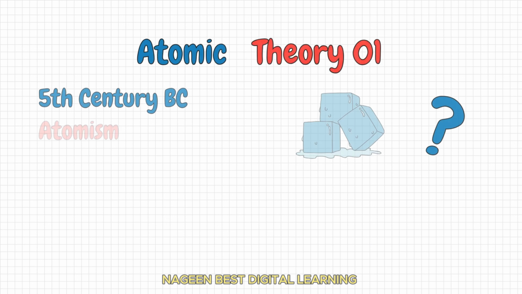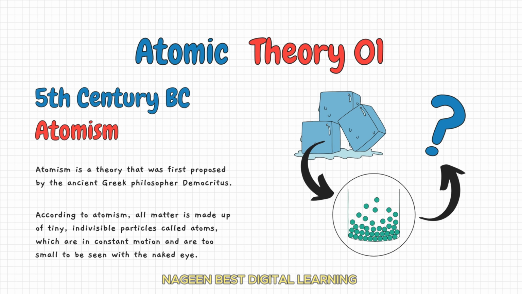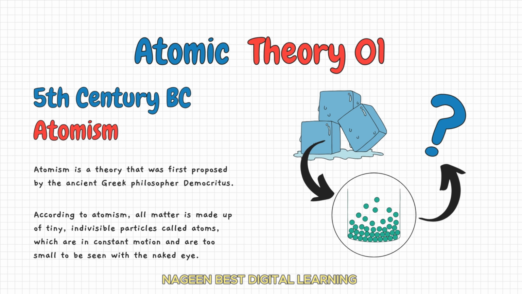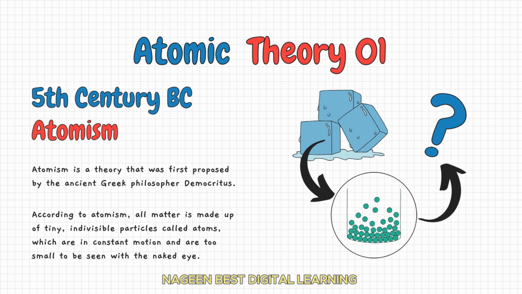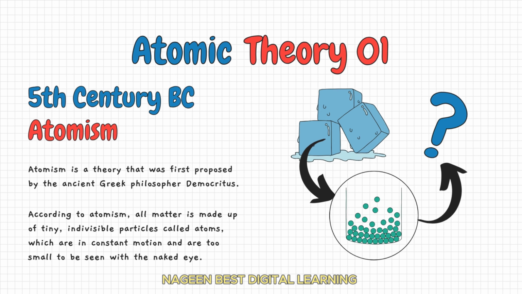Atomism is a theory that was first proposed by the ancient Greek philosopher Democritus. According to atomism, all matter is made up of tiny, indivisible particles called atoms, which are in constant motion and are too small to be seen with the naked eye.